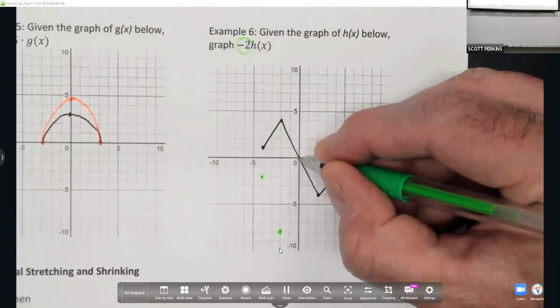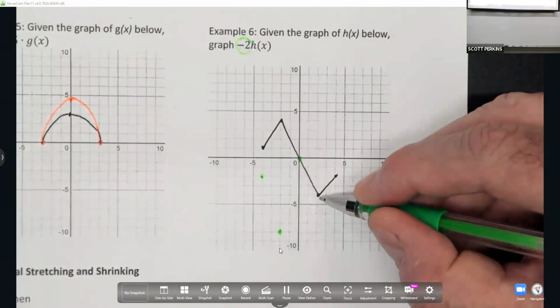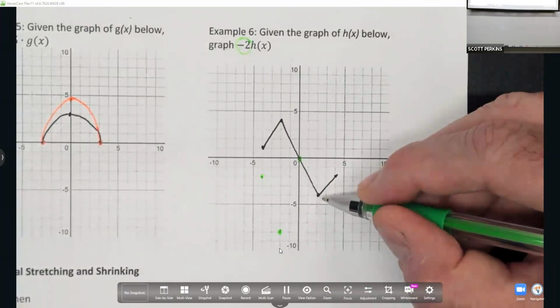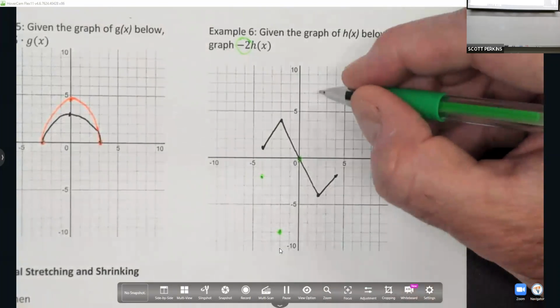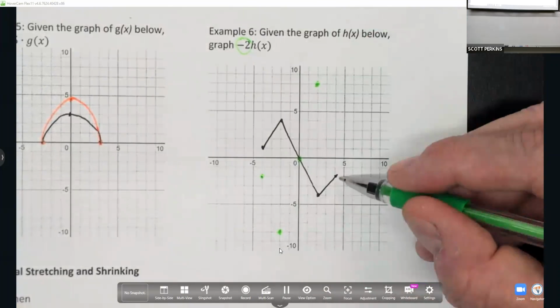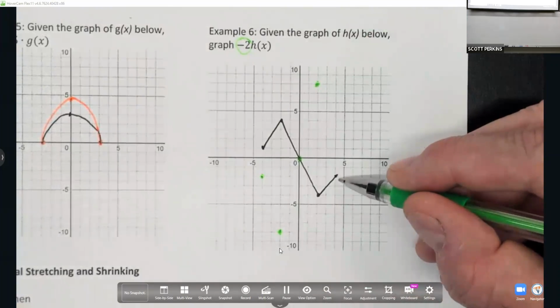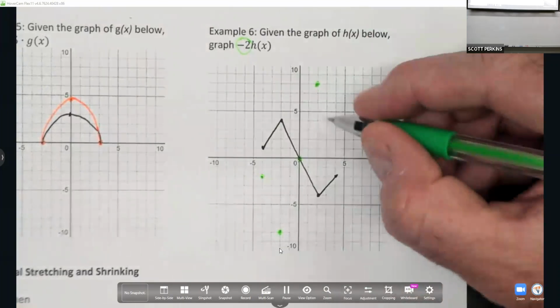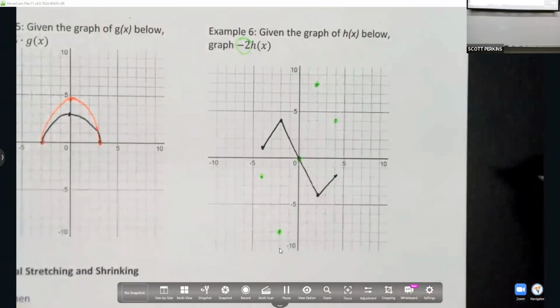0 stays 0. This y value is -4. When I multiply that by -2, it becomes +8. So that's the new y value. Finally, this y value is -2. When I multiply it by -2, the new y value becomes +4.